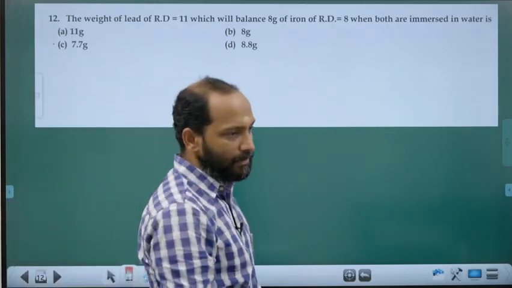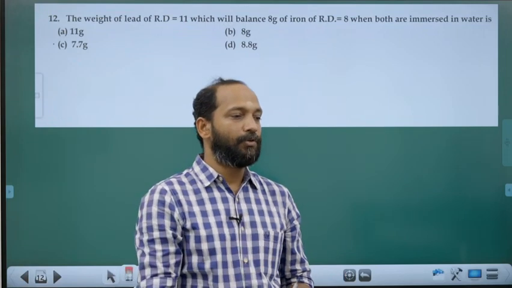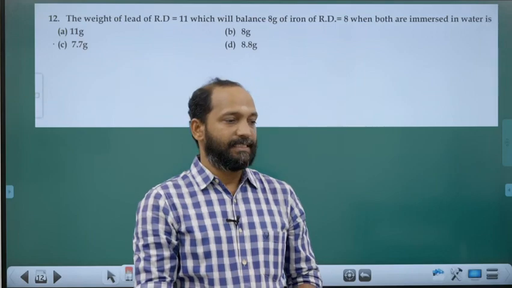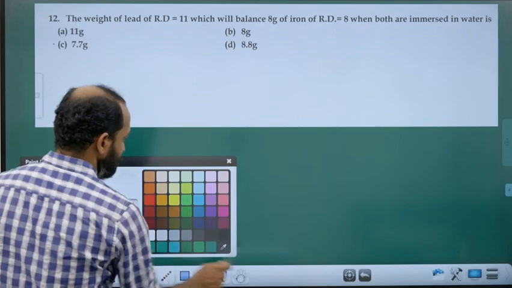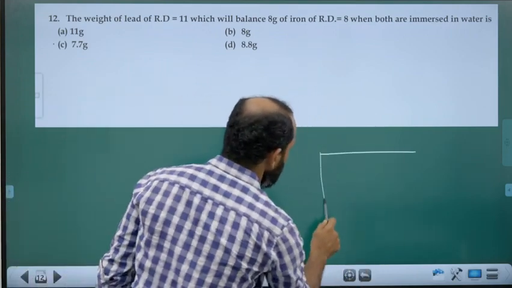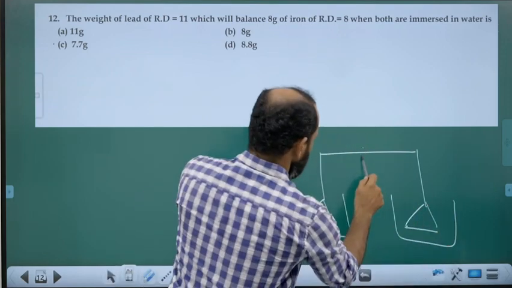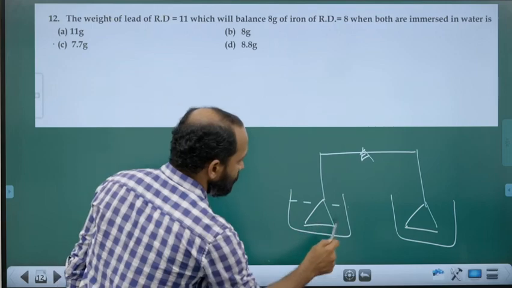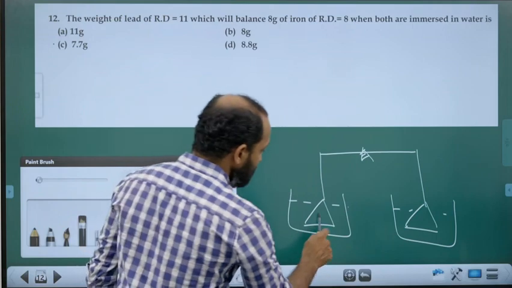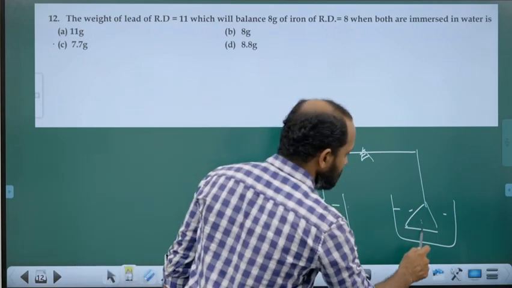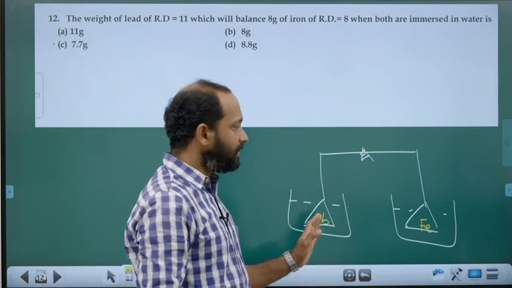12th one. The weight of lead of relative density 11 which balances 8 gram of iron of relative density 8 when both are immersed in water. So this is a balance, these are the weighing pans on a knife edge, and both are immersed in water. One limb contains lead, the other limb contains iron, and now both are balancing. That is, there is a counterpoise.